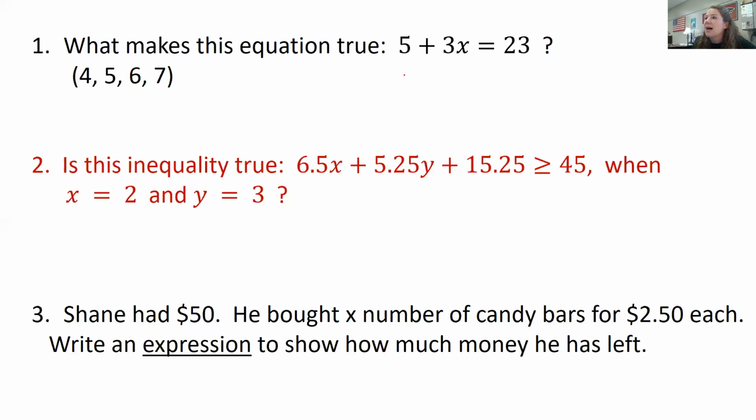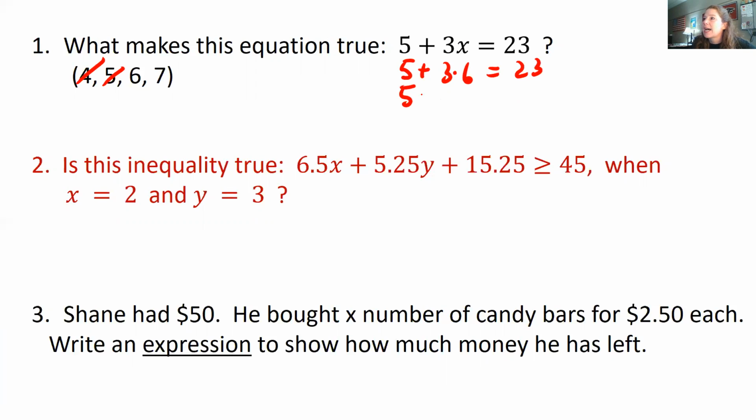So what is 5 plus 3 times 5? Well, 3 times 5 is 15, and 15 plus 5 does not equal 23. So 5 is out. All right, let's look at the next one. So 4 and 5 are out. So let's look at 6. What if x were 6?